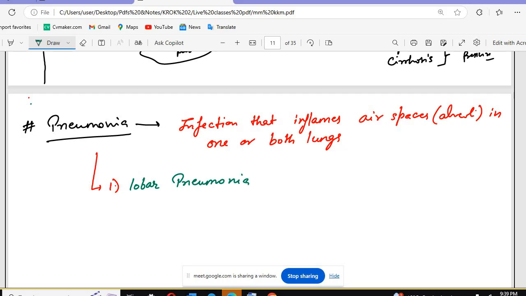Lobar pneumonia, as the name suggests, affects the lobe. So that will involve the entire lobe, or it can involve the whole lung as well. There will be intra-alveolar exudate consolidation. Consolidation is basically the radiological term.